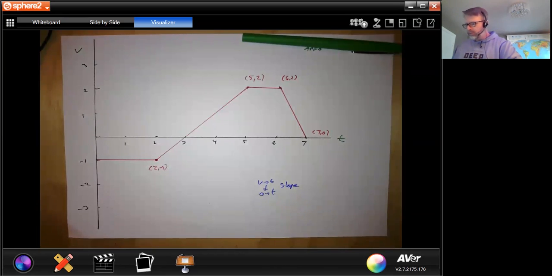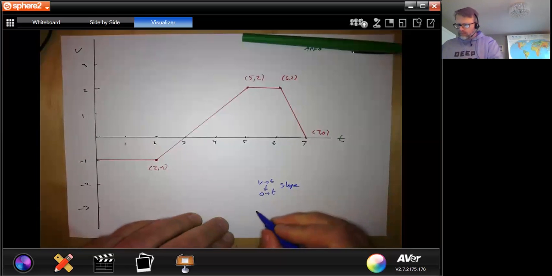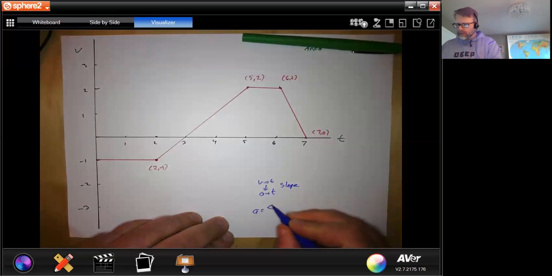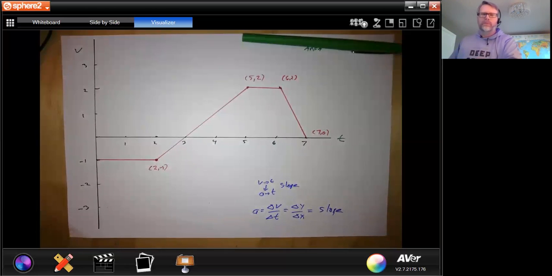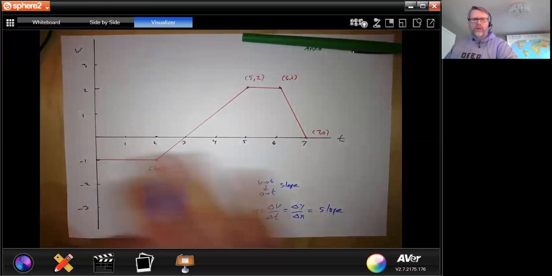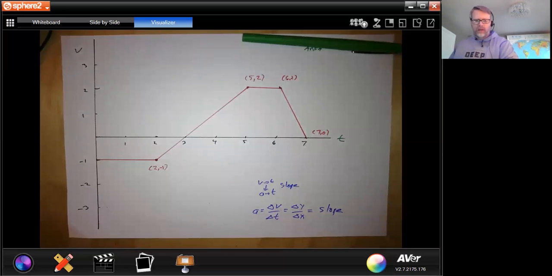Okay, so if we say acceleration is change in velocity over change in time, that's the same thing as saying change in y over change in x, which is why we can say slope. So what I suggest is that you pause this for a moment, try to do this question, and then come back with your solution.